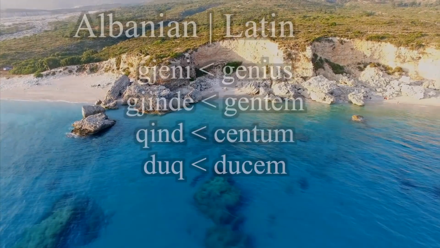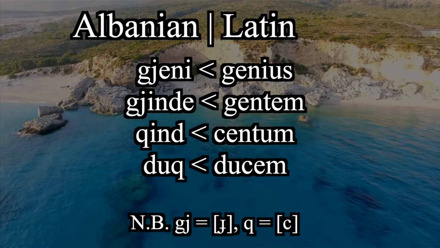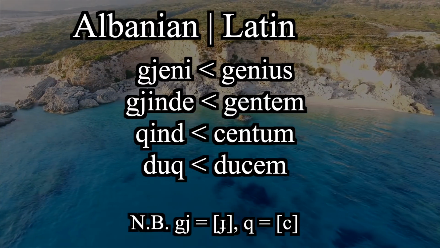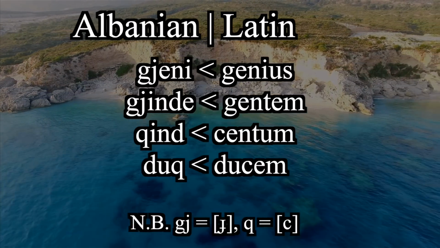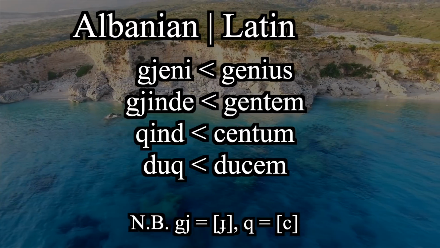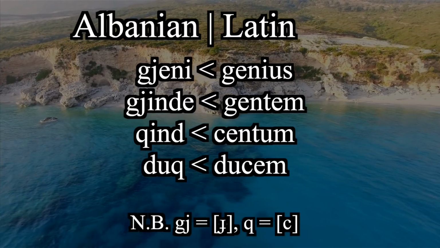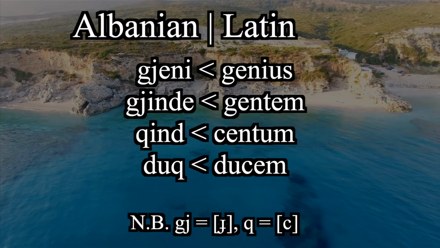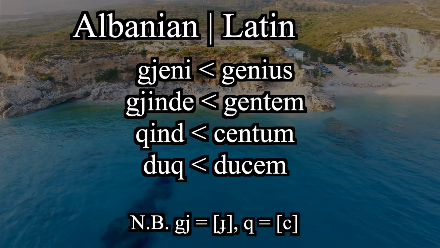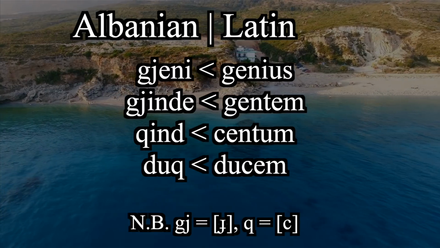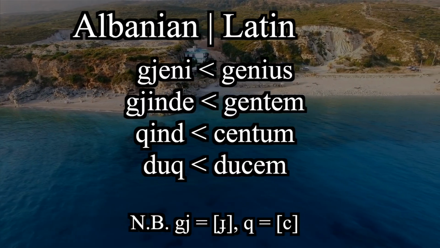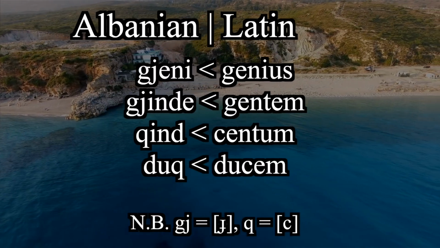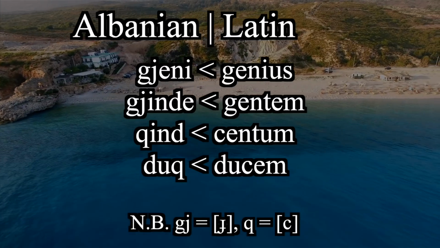For example, geni is from Latin genius, so we can imagine that there was a transition where it was [ɡenius] in classical Latin, and then became not [ɡ], but [ɟ], palatal, not velar, genius, and then the suffix was lost, geni. And Latin gentem must have become gente, and that's what it is nearly in Albanian, where it's ginde. Latin centum becomes Albanian kind, and ducem becomes duc.